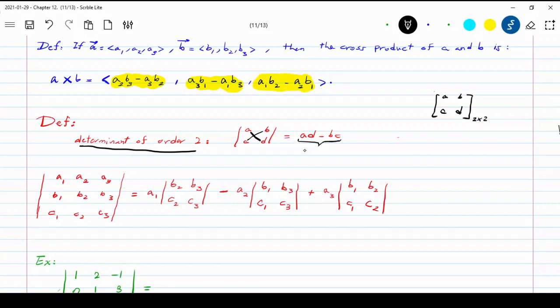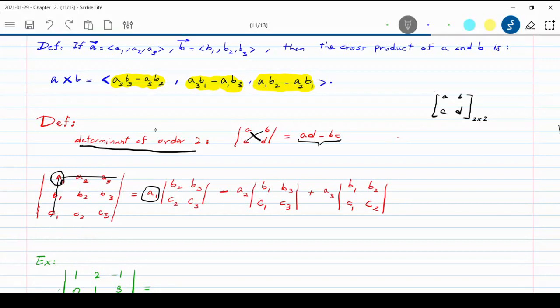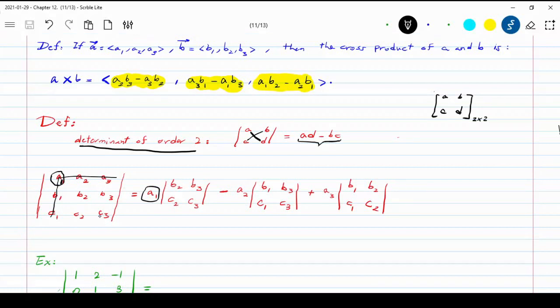Okay, so this is the determinant of a 2 by 2 matrix. How about the determinant of a 3 by 3 matrix? You assume by picking the first entry, A1, and multiplying by the determinant of what is left if you remove the first row and first column, which is a 2 by 2 matrix. So that would be A1 times the determinant of the submatrix B2, B3, C2, C3.